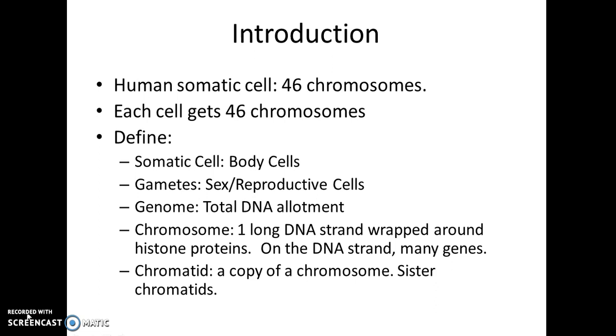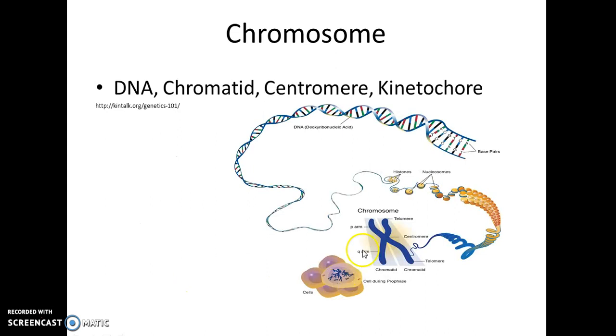And a chromatid, this is new, is a copy of a chromosome. So a chromatid is a copy of a chromosome. Usually the cell starts off with each chromosome being one chromatid. So next we have a picture which you don't have to draw. We see a picture of a chromosome.